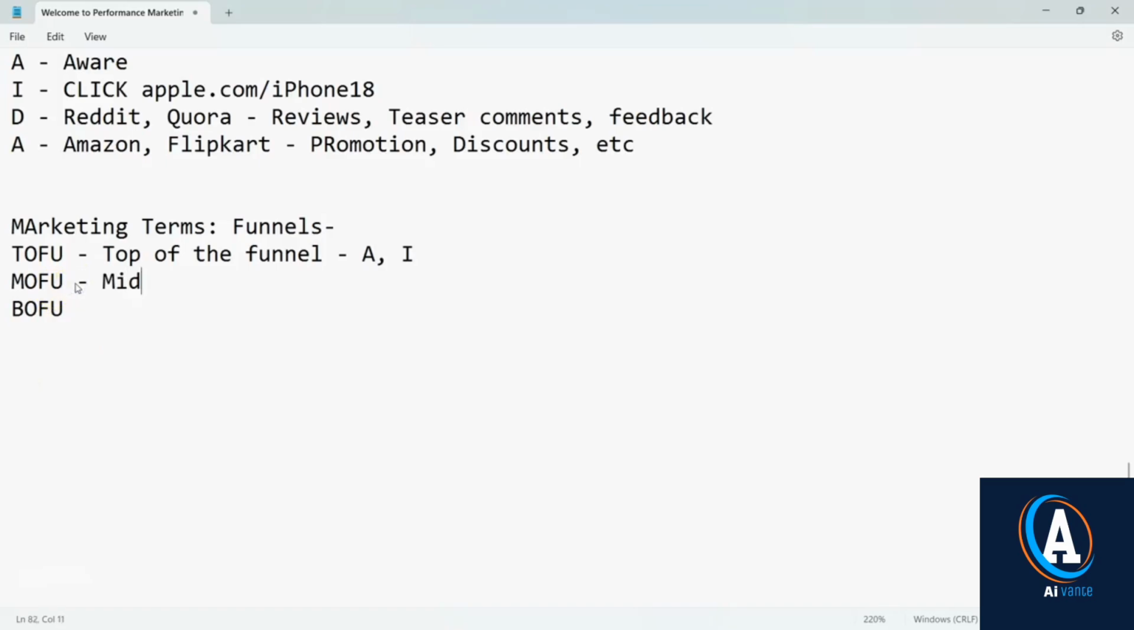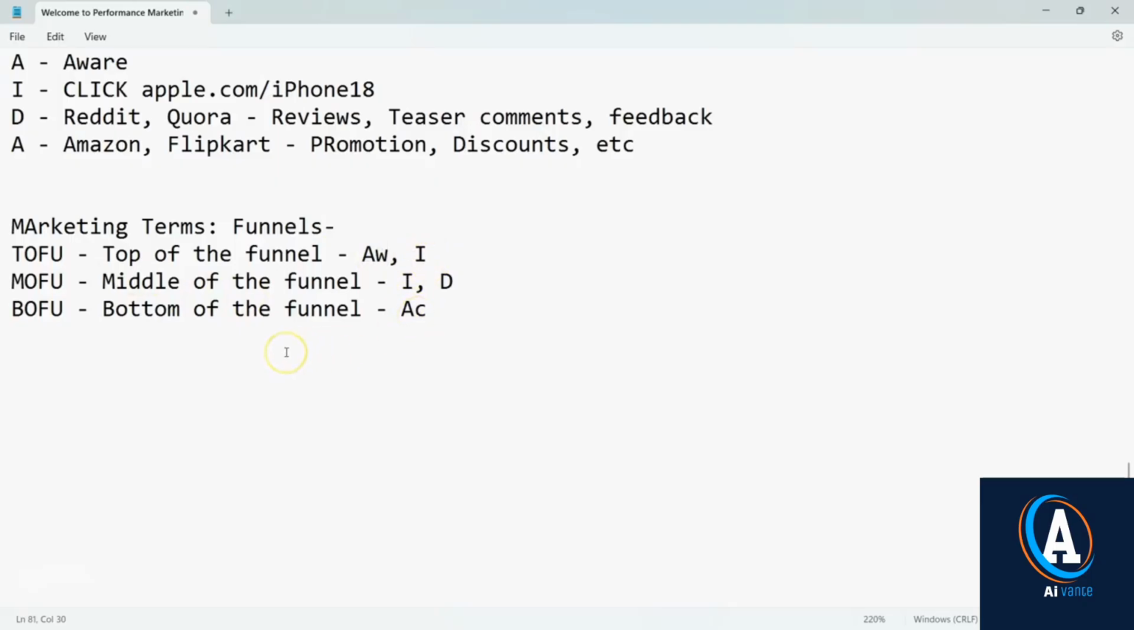MOFU, I'm sure by now you are able to guess, is the middle of the funnel. And lastly, yes, sorry, interest and desire. And BOFU is your bottom of the funnel, which is basically your action. So I'll just write action here so that it's clearer. This is awareness. These are both interest, and so on and so forth.